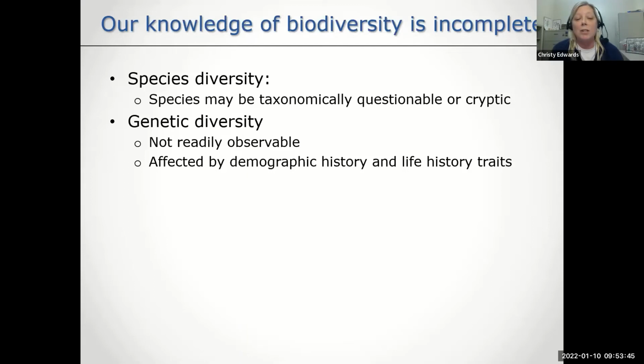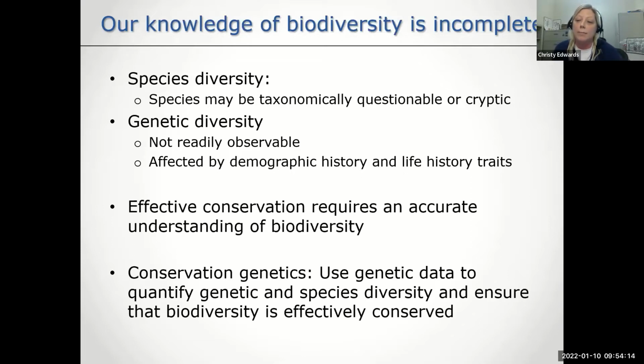This is because genetic diversity is just not something you can readily observe, as Joyce has pointed out. And it can be affected by all kinds of things that you really don't know. For example, there could be a genetic bottleneck that has reduced genetic diversity in a population. There are different life history traits that can shape the genetic diversity of species or populations that we aren't aware of. So next slide.